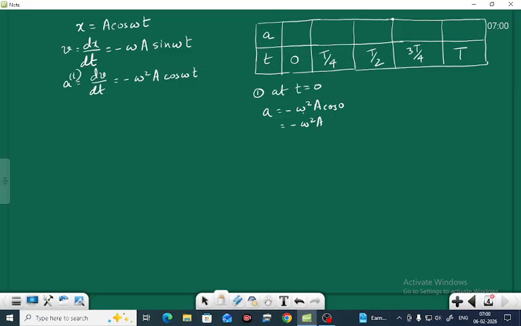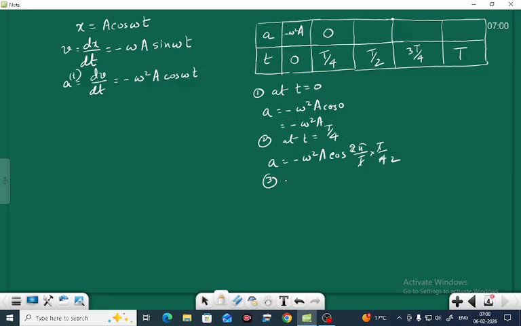So at time t equal to 0, the value is minus omega square a, right? Now point 2, at time t is equal to T by 4. At time T by 4, you will get the acceleration a equal to minus omega square a cos omega t, that is 2 pi by T into T by 4. So T cancels, pi by 2, cos 90 is 0. So at this point, we get the value as 0.